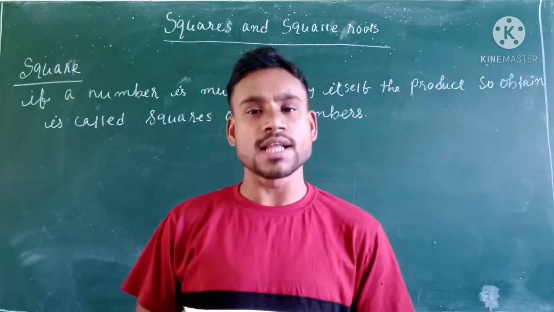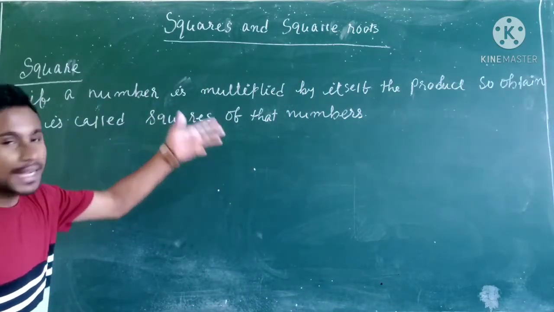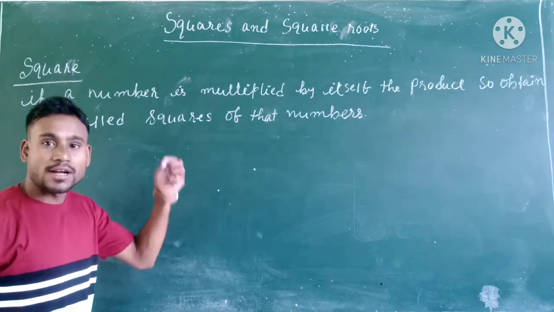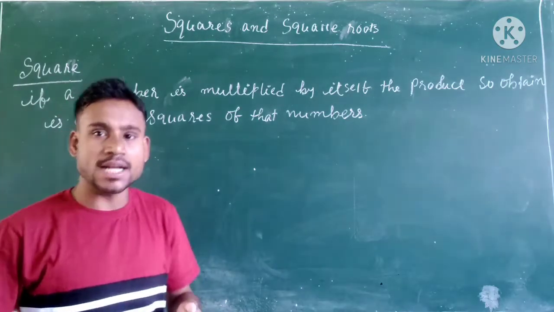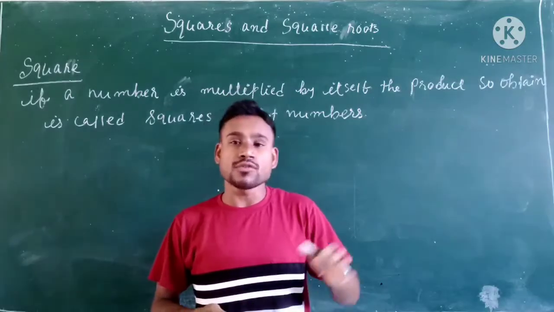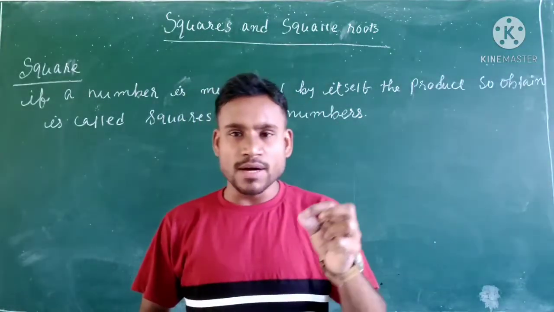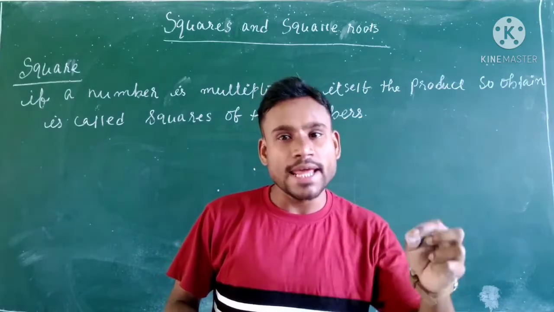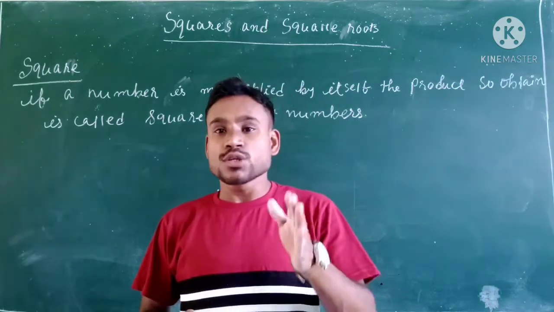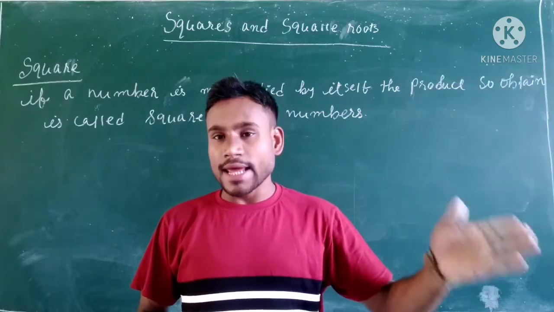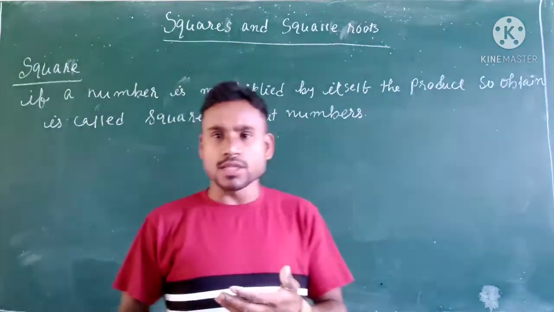Now see, for this we have a definition. If a number is multiplied by itself, then the product so obtained is called the square of that particular number. If I take a number a and multiply a with a, then whatever result I get will be called the square of a.